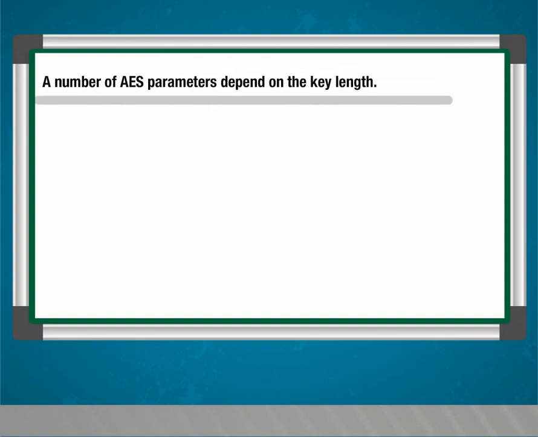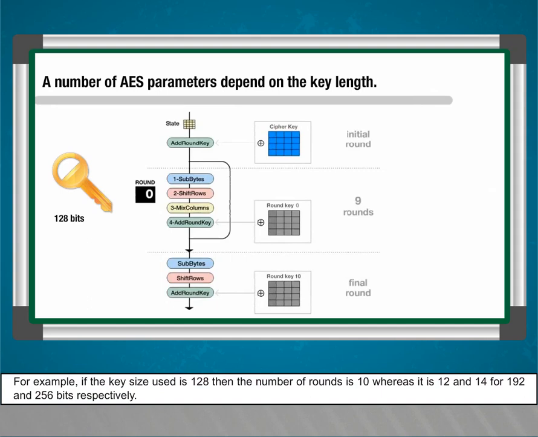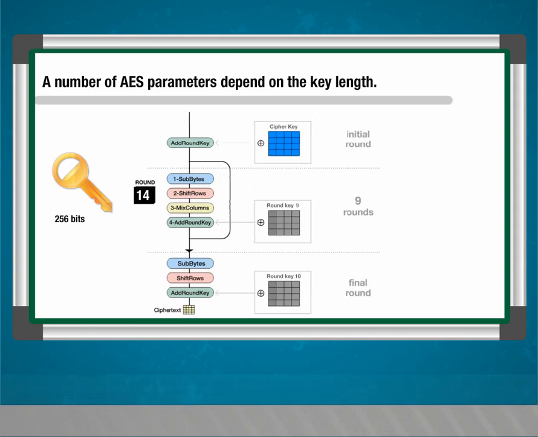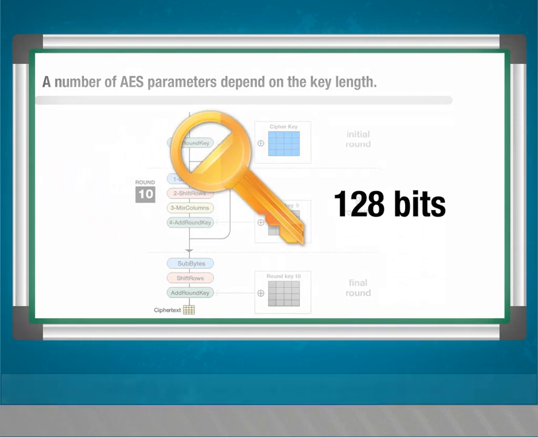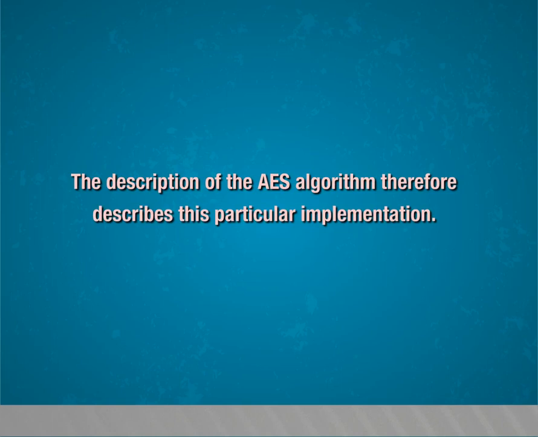A number of AES parameters depend on the key length. For example, if the key size used is 128, then the number of rounds is 10, whereas it is 12 and 14 for 192 and 256 bits respectively. At present, the most common key size likely to be used is the 128-bit key. The description of the AES algorithm therefore describes this particular implementation.